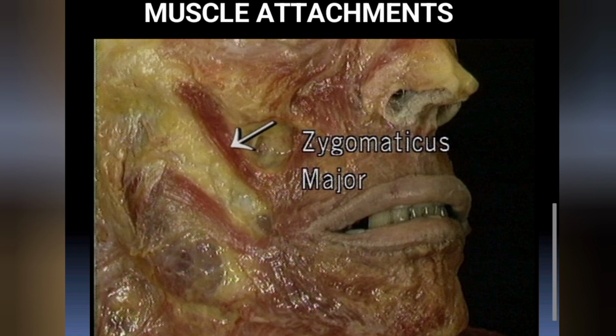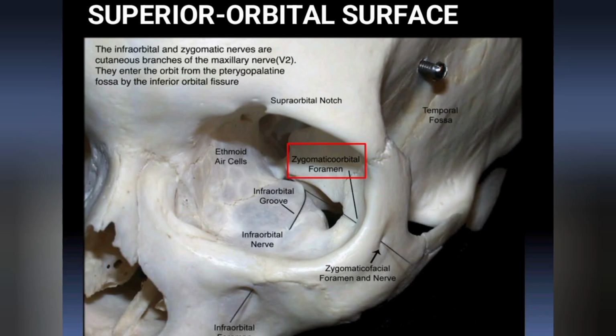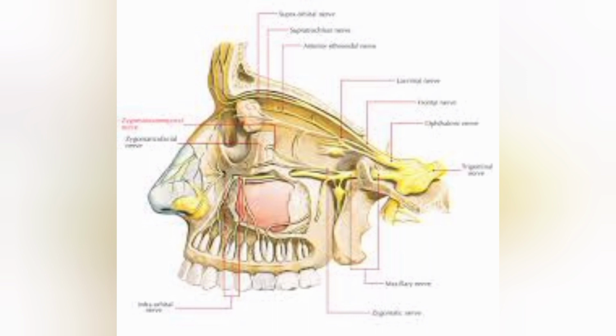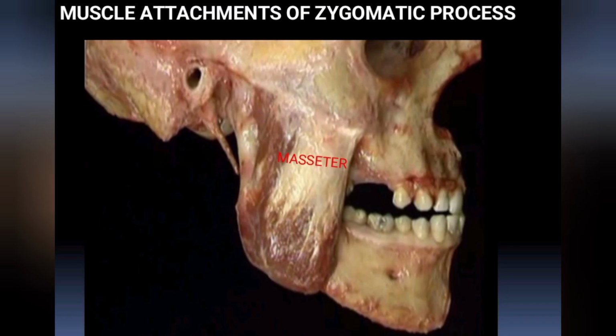The lateral malar surface gives origin to zygomaticus major. It also gives origin to zygomaticus minor and levator labii superioris. The orbital surface presents the zygomatico-orbital foramen, which communicates with the zygomaticofacial foramen and zygomaticotemporal foramen. The medial surface presents the zygomaticotemporal foramen, which transmits the zygomaticotemporal nerve, a branch of the zygomatic nerve, and the zygomaticotemporal artery, a branch of the lacrimal artery. The zygomatic arch gives origin to the masseter muscle.